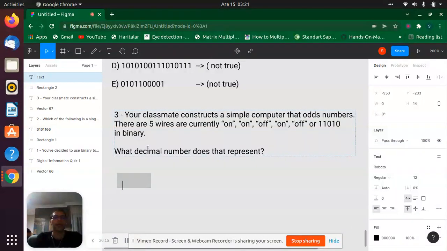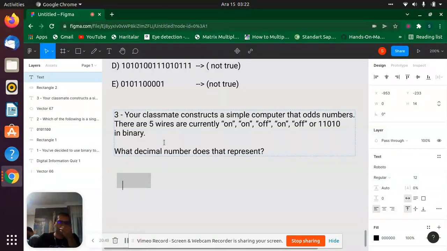Okay, now we have 5 wires. So they are coming in circuits. Okay, so what we have to do here, first we have to think. We have 5 bits, right? 1, 2, 3, 4, 5. So this is the number of powers of 2, right? 5 power of 2. What is this 5 power of 2?